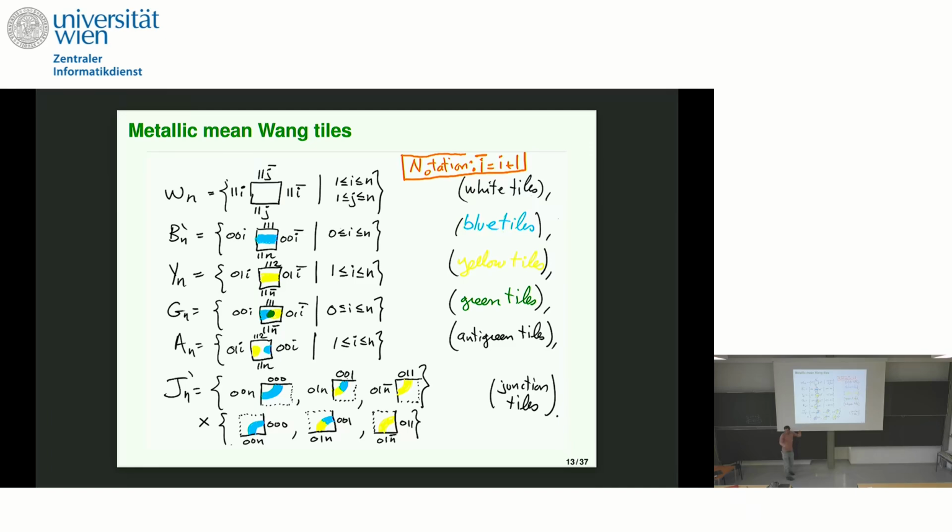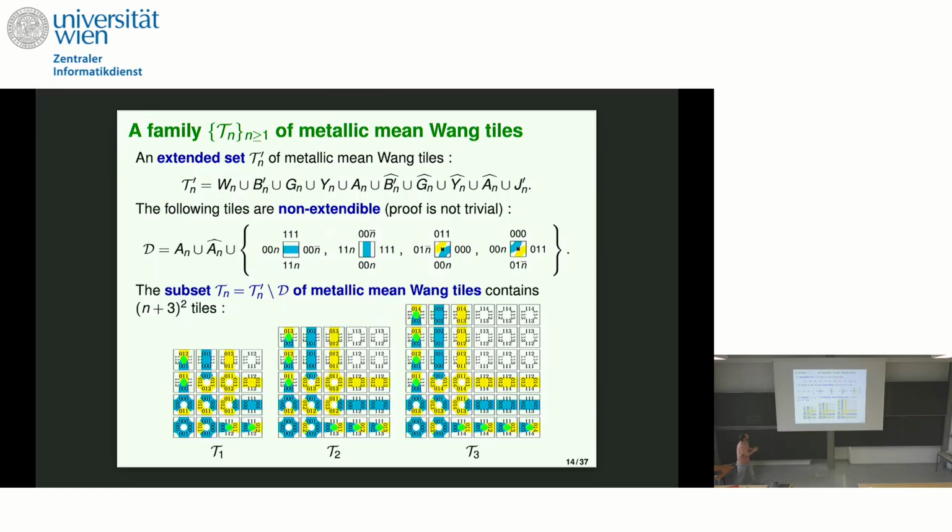And then you have the junction tiles. You have 9 of them, and you take whatever choice for the left and top, and a choice for the right and bottom, get 9 tiles. It comes out of nowhere, but it's like this. And then with this, what we have seen before, we define the extended set, Tn prime. The white, the blue, etc. And then the at is the symmetry under the positive diagonal. This I call the extended set.